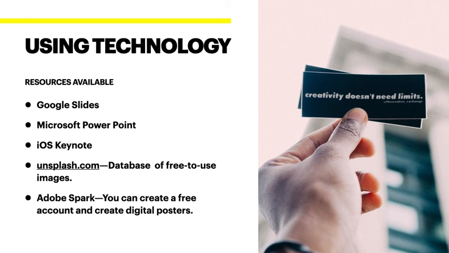For instance, there's unsplash.com, which is a database of free to use images. That's really good in terms of searching for different types of images that you might want to use. And of course, it's completely licensed, so you don't have to worry about copyright clauses. Then, of course, there's Adobe Spark, which is an online Adobe editing option. The one thing with Adobe Spark is you do have to create an account, but the account is free. And then you can create digital posters that are horizontal or vertical. So there are a lot of options there, and we're going to take a look at a few.